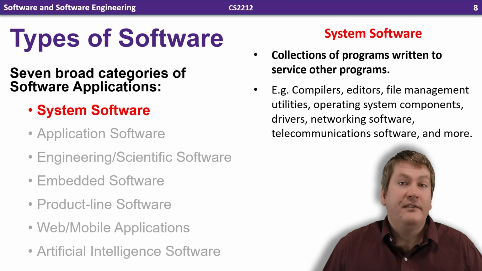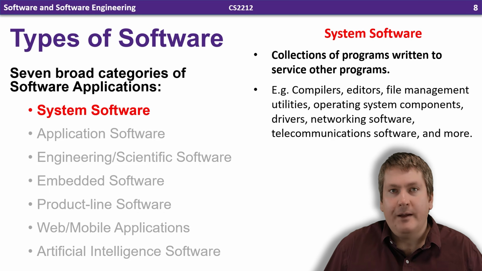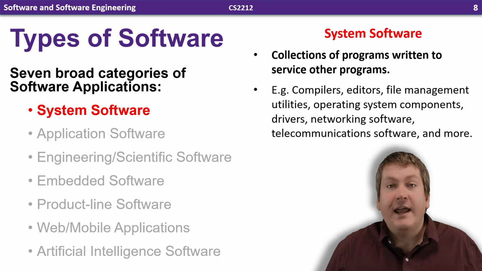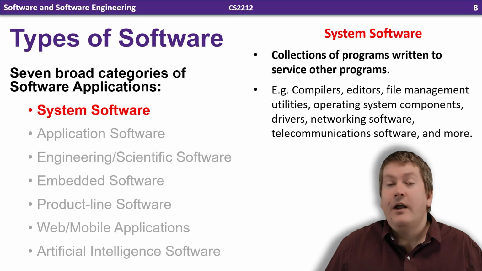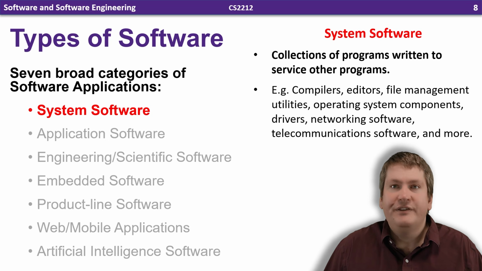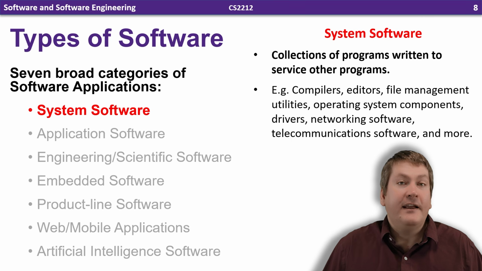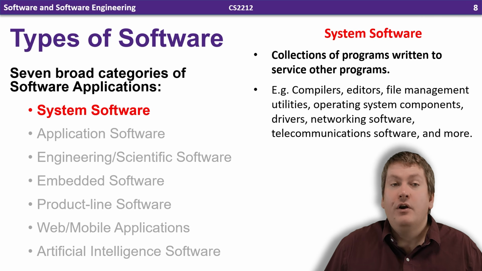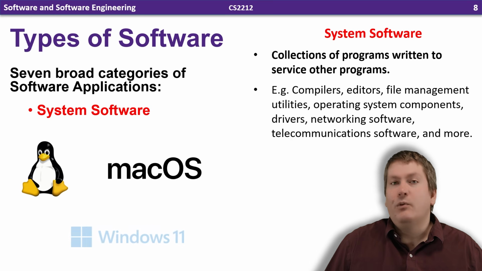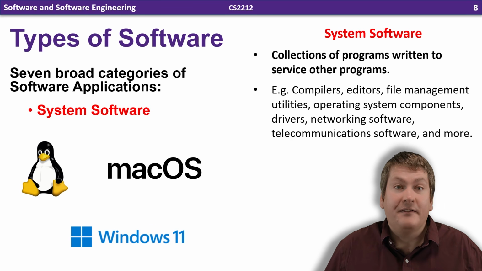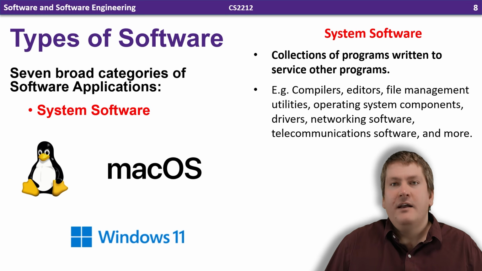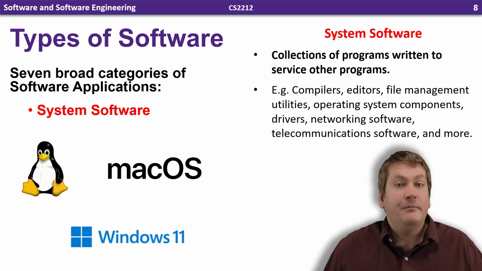The first is system software. Applications in this category support other programs. So this can be compilers, editors, file management utilities, operating systems, drivers, networking software, or anything that allows another program to be created, run, or in some way function. So one example that you most likely use would be an operating system, such as Linux, Mac OS, or even Windows. These are desktop operating systems that would fall under the category of system software.